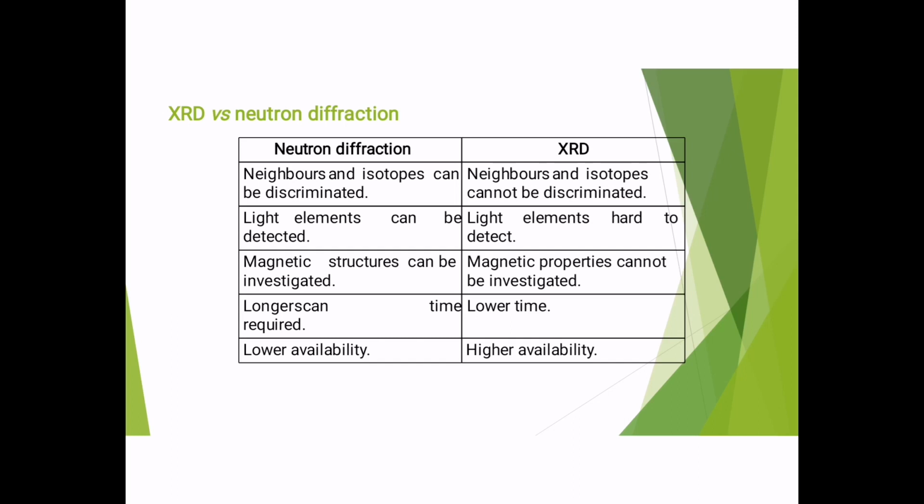In neutron diffraction, magnetic structures can be investigated, while in XRD, magnetic properties cannot be investigated thoroughly. The fourth point is that a long scan time is required for the neutron diffraction technique, while XRD operates mainly on a lower scan time. The fifth one is the lower availability of neutron diffraction, while XRD is highly available.